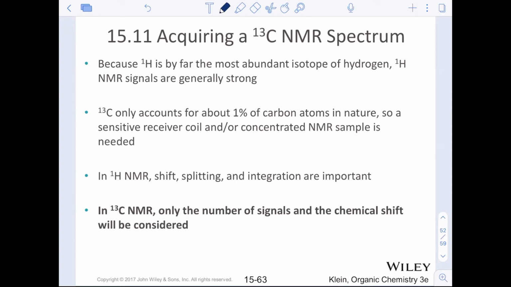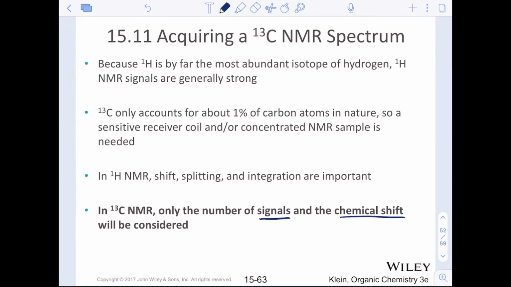carbon-13 NMR. For proton NMR, we talked about where the chemical shift was, the splitting patterns, integration, all of those are important. The only thing that's important in carbon-13 NMR is the number of signals and the chemical shift. So there's 2 characteristics, signals and shift, that we will be considering.